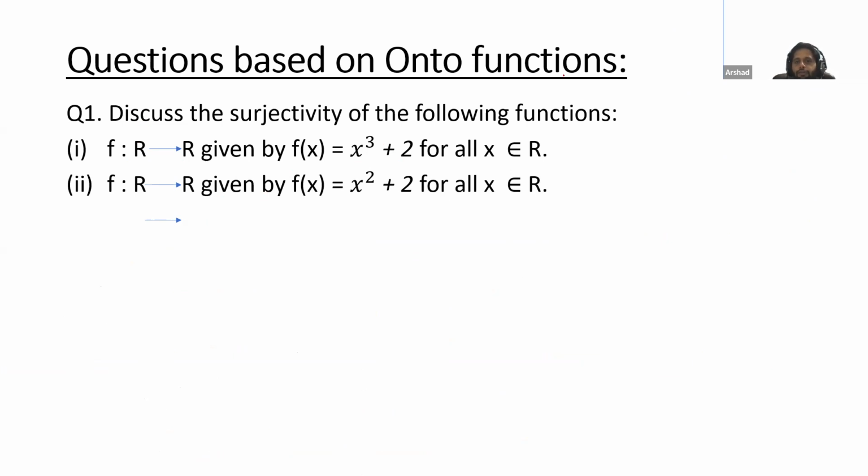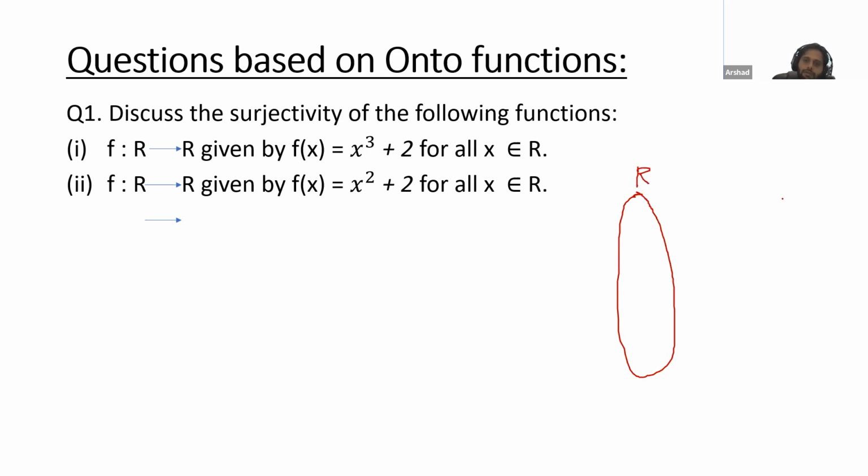F: R to R is given by x squared plus 2 for all x belongs to R. If in the question you can directly tell that this is onto or not, then well and good. If not, then please try to solve the complete question and we will get the answer. So we will check this in the direct way, and then solve this by the same method.